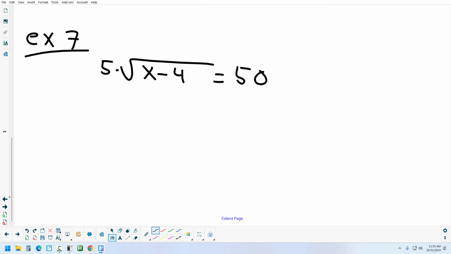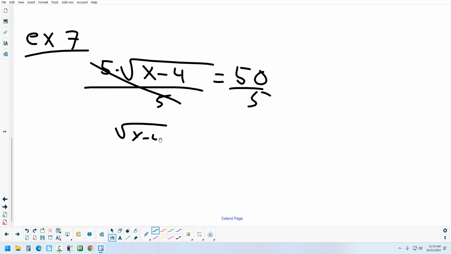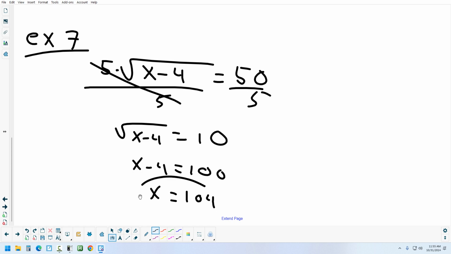How do you isolate that root and get rid of the 5? Yep. Would you divide both sides by 5? Divide both sides by 5. Now we can square each side. We get 104. And if you check it, 104 minus 4 is 100. Square root of 100 is 10. 10 times 5 is 50.